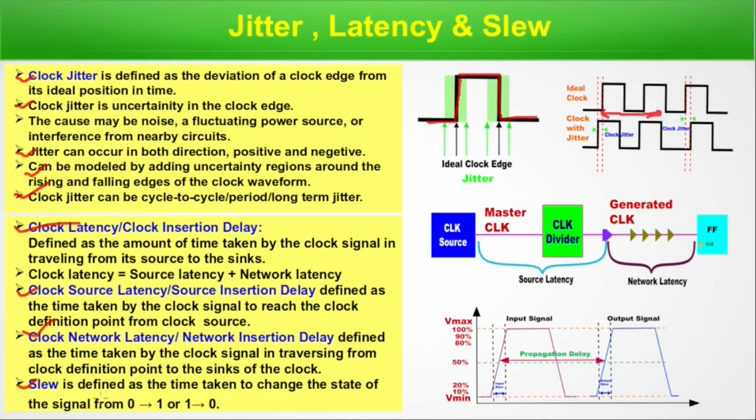Slew is defined as the time taken to change the state of the signal from 0 to 1 or 1 to 0. So here it's 0, here it's 1. That's not instantaneous. A certain time is taken here, that is slew. Here also 0 to 1, that is output with respect to this input. If switching is very fast, this rise is quite sharp and this time is less. And if switching is not that sharp, it will be like that and it will take more time like this. So we are done with this slide. We will move to the next slide.